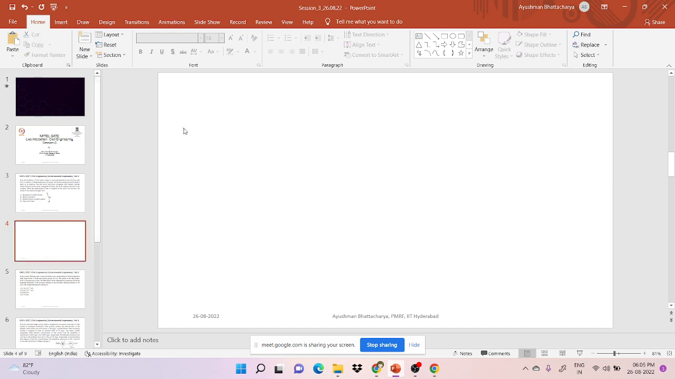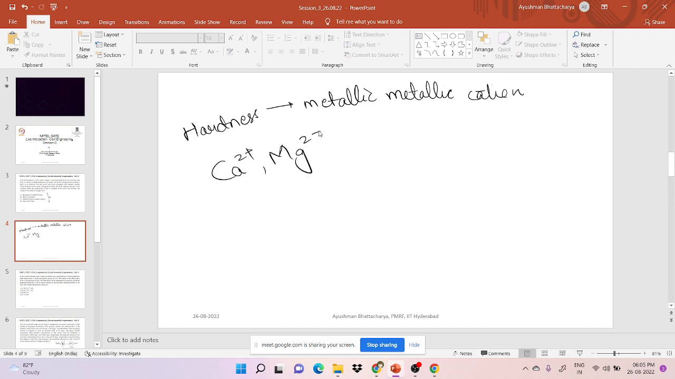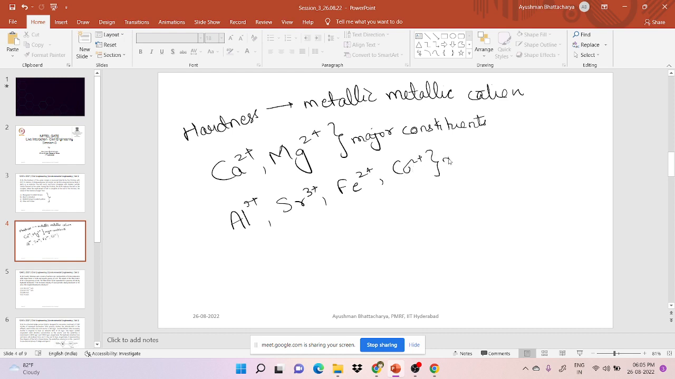As I mentioned, hardness is nothing but the multivalent metallic cations. We have discussed this in the first class. Basically Ca2 plus and Mg2 plus are the major constituents, while Al3 plus, Fe3 plus, Fe2 plus and Cu2 plus are the minor constituents. We know total hardness is equal to carbonate hardness plus non-carbonate hardness. So hardness is determined by determining the amount of calcium and magnesium present in the water, and the amount of calcium and magnesium is determined by titration with EDTA solution.